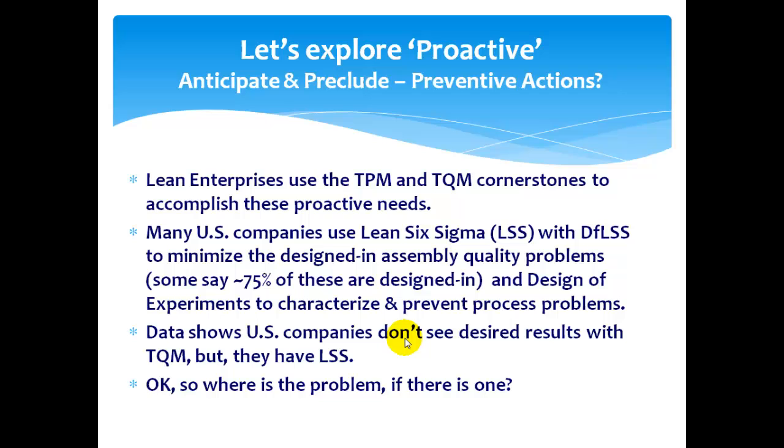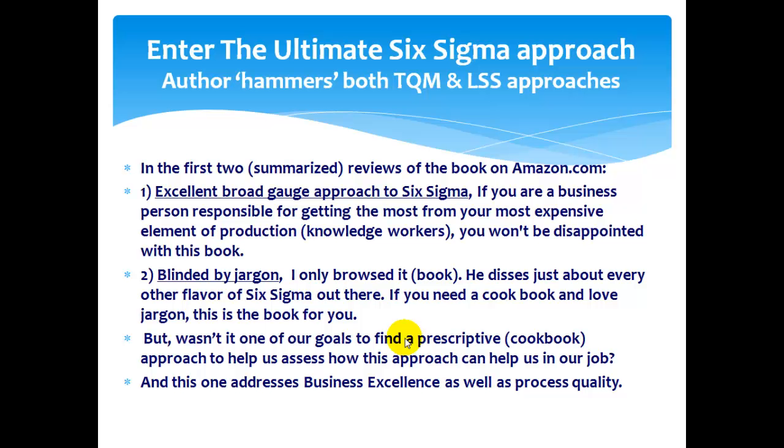Okay, so where's the problem, if there is one? Enter the Ultimate Six Sigma approach. The author hammers both TQM and Lean Six Sigma approaches. In the first two summarized reviews of the book on Amazon.com, the first one is entitled "Excellent Broad Gauge Approach to Six Sigma." If you're a business person responsible for getting the most from your most expensive element of production, the knowledge workers, you won't be disappointed with this book.